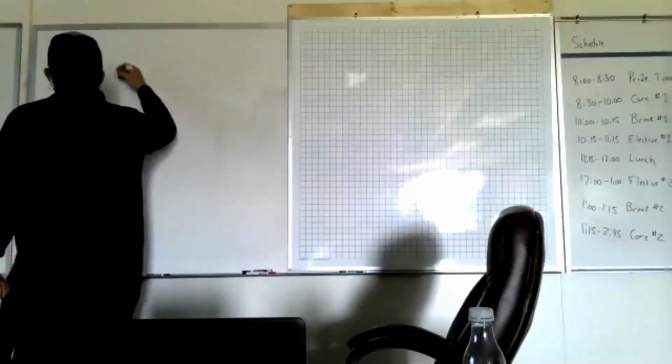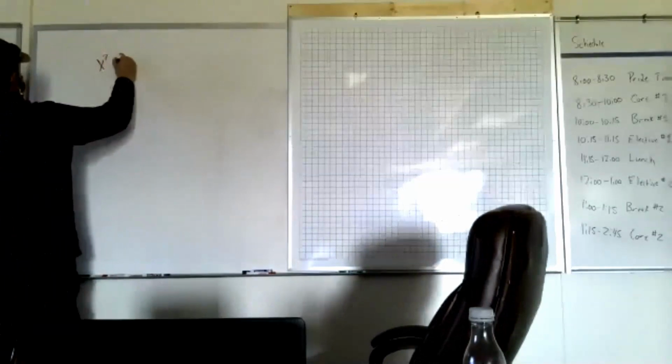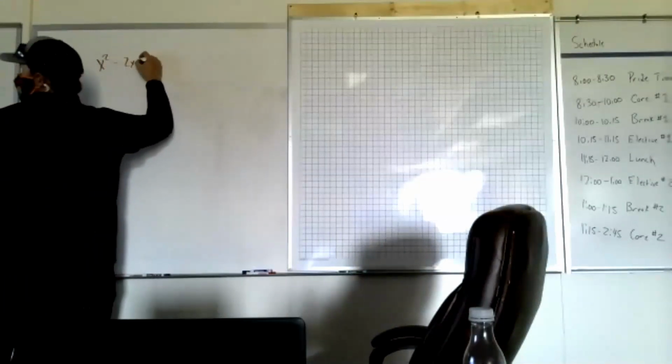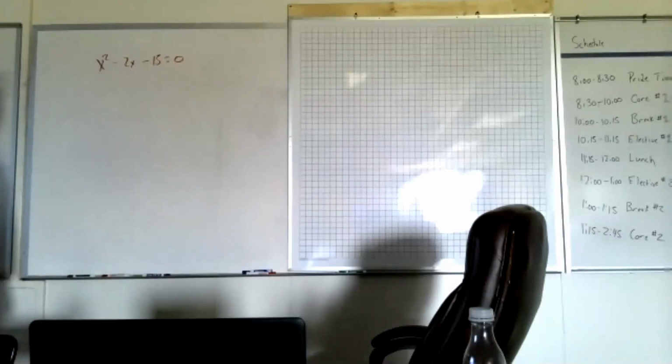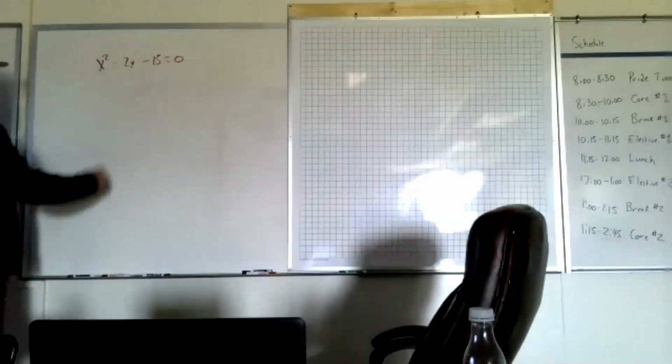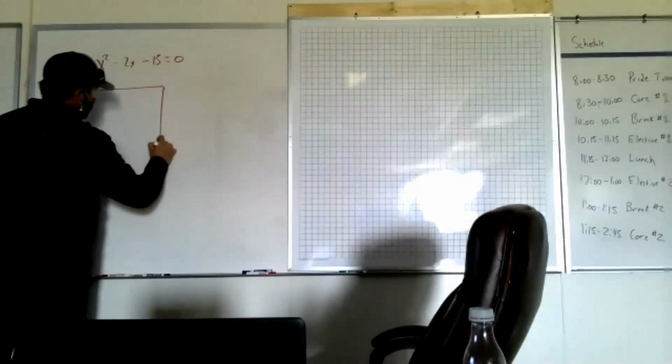So we have x squared minus 2x minus 15 set equal to 0. First thing I want to check, I want to make sure that I have a positive a value. Okay, I have a positive a value. I am good there. Now I can proceed to my box.